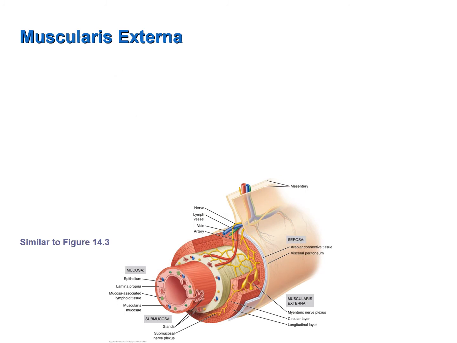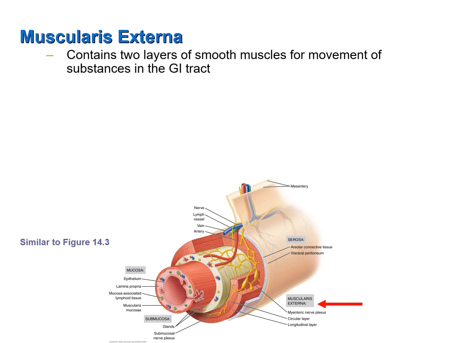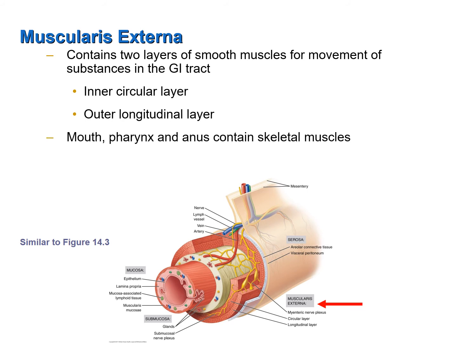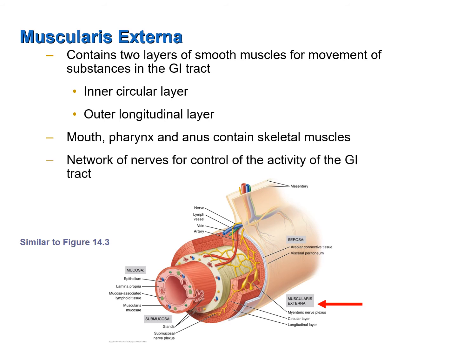Moving from the submucosa outward, the next layer is the muscularis externa. The muscularis externa is responsible for the movement of substances through the GI tract. It contains two layers of smooth muscles, an inner circular layer, and an outer longitudinal layer. The mouth, pharynx, and anus also contain skeletal muscles. And like the submucosa, there is a network of nerves for control of the activity of the GI tract found in the muscularis externa as well.